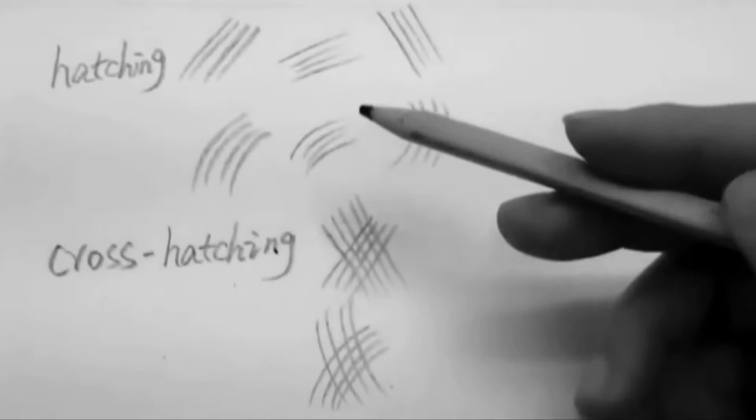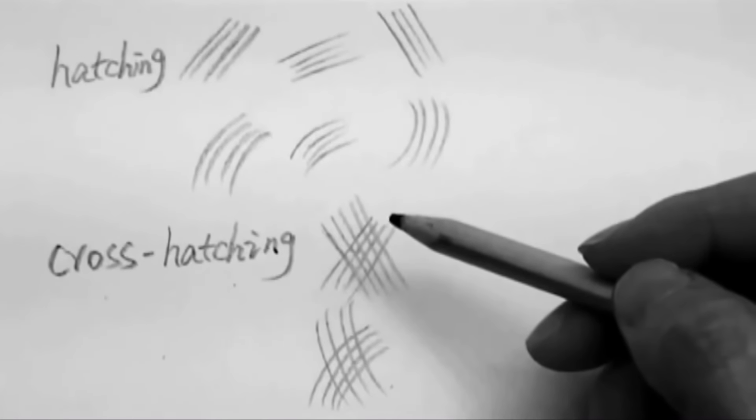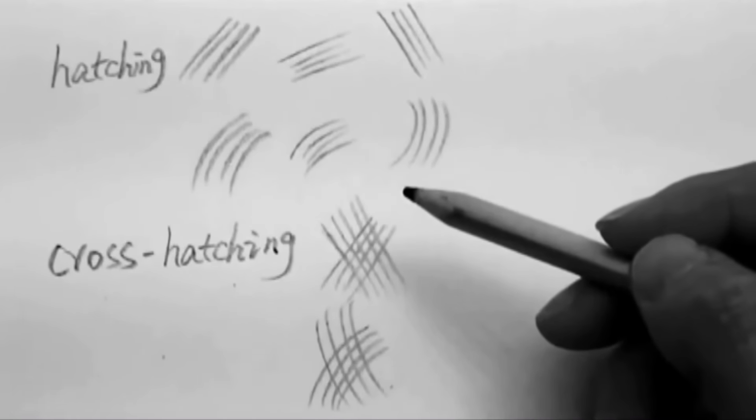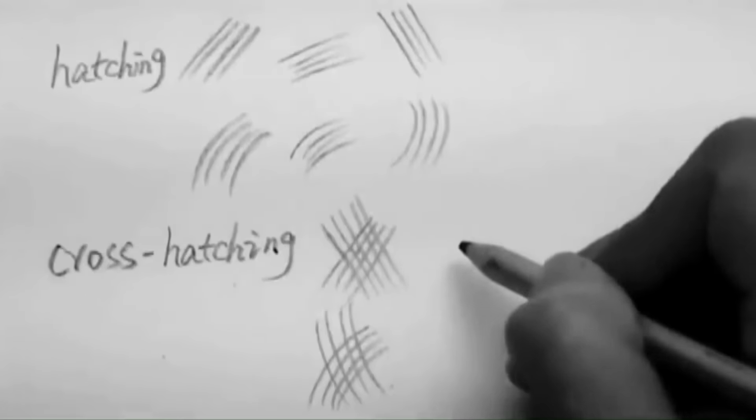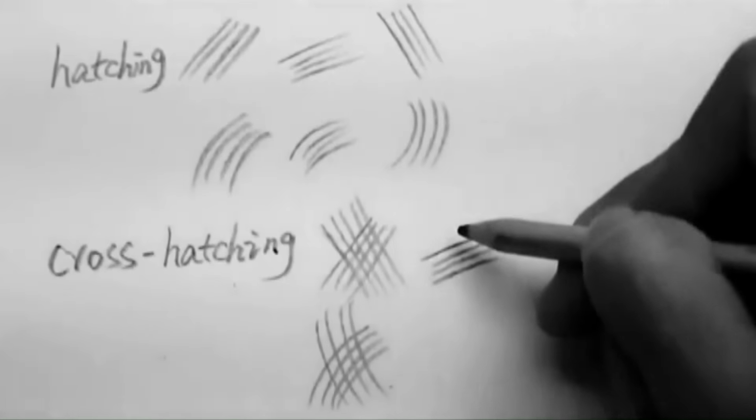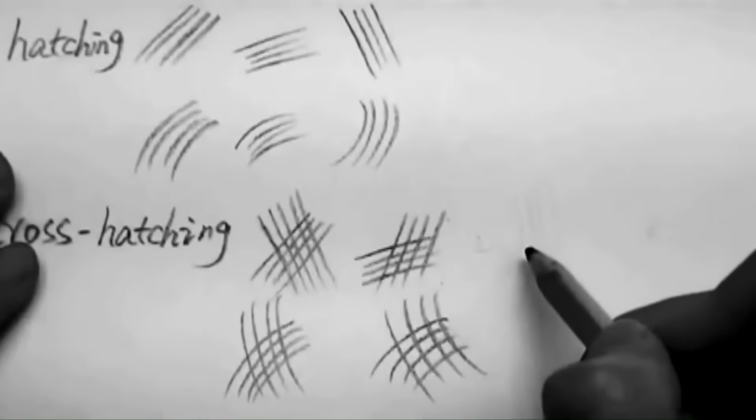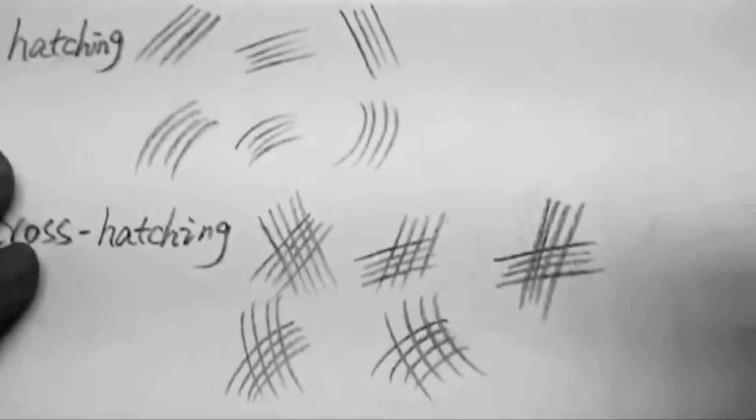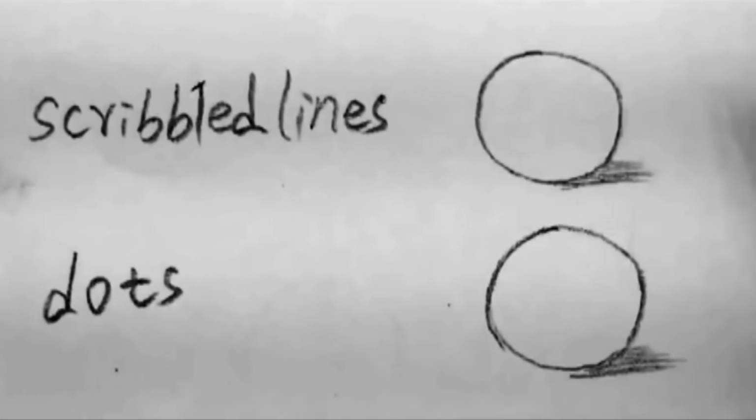If I put down another layer of parallel lines over the first layer of parallel lines, this is called cross-hatching. I can put on many layers of parallel lines. This is still called cross-hatching.